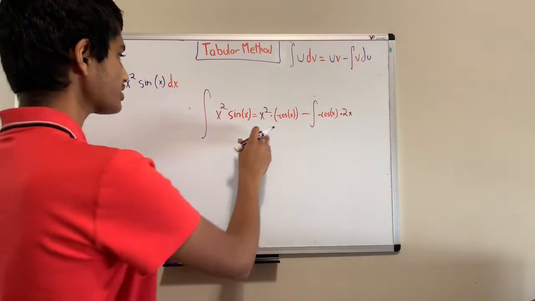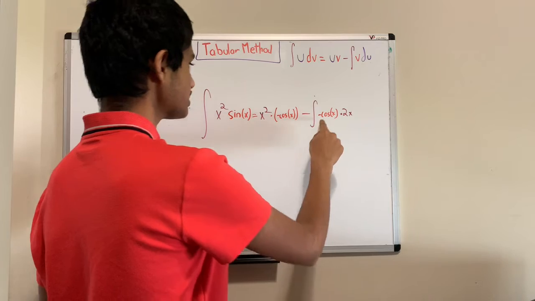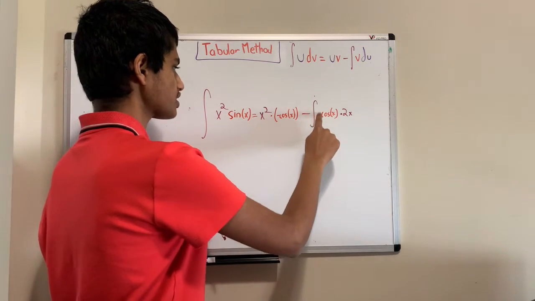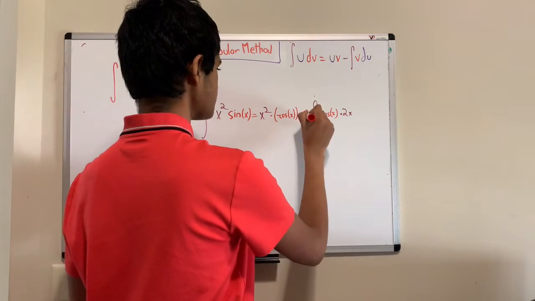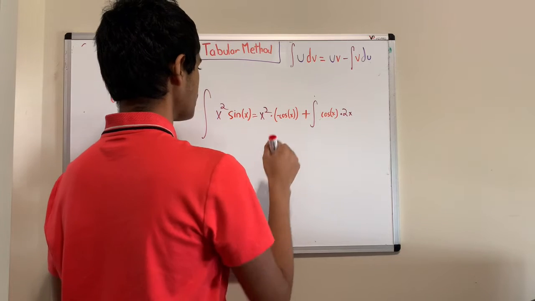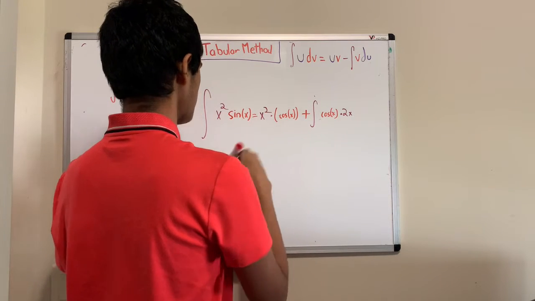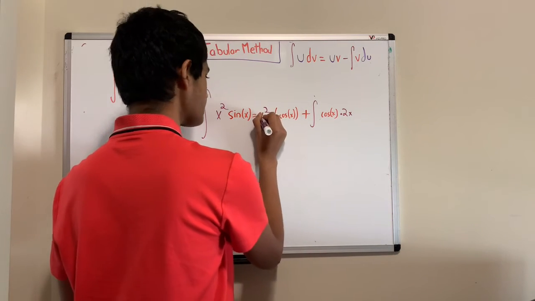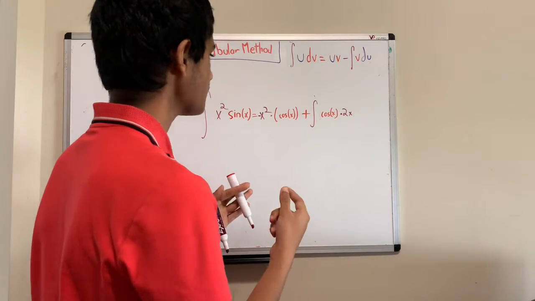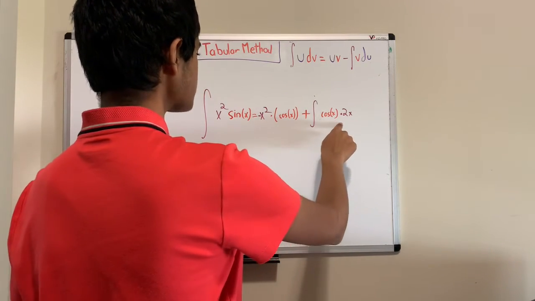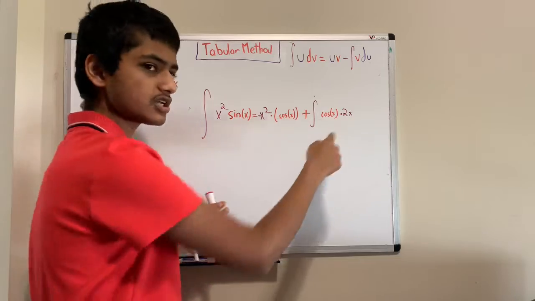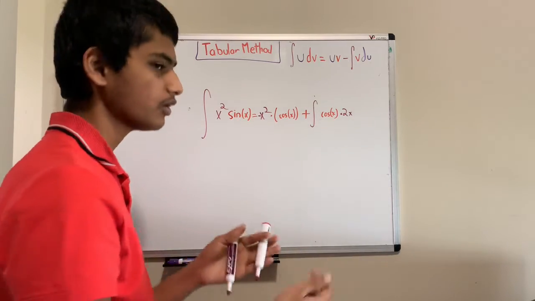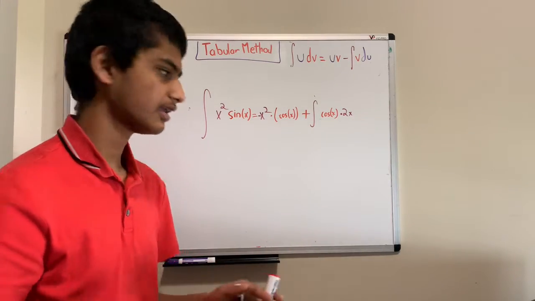Okay, so now let's just simplify this a bit. So we see here that there's a negative and a negative, so we can just remove this negative and make this a positive. And instead of putting the negative over here, we can just put it in front of the x squared. And I think that seems about it. So now we have to solve this integral over here. What is the integral of cosine of x times 2x? Well, we have to use integration by parts again.